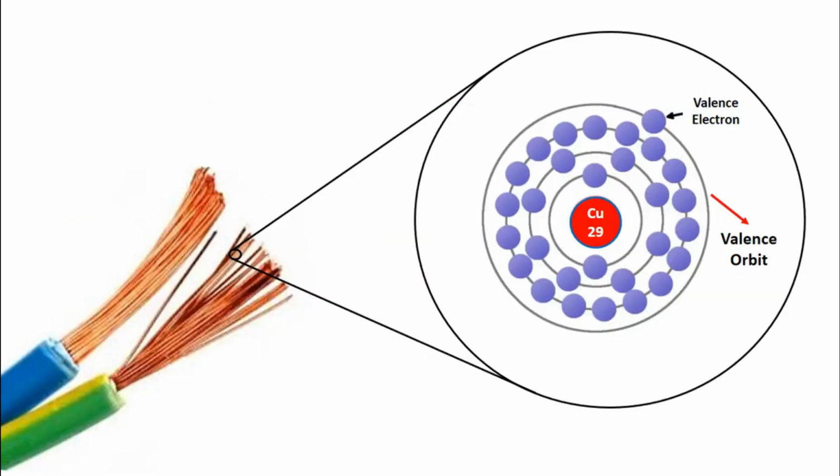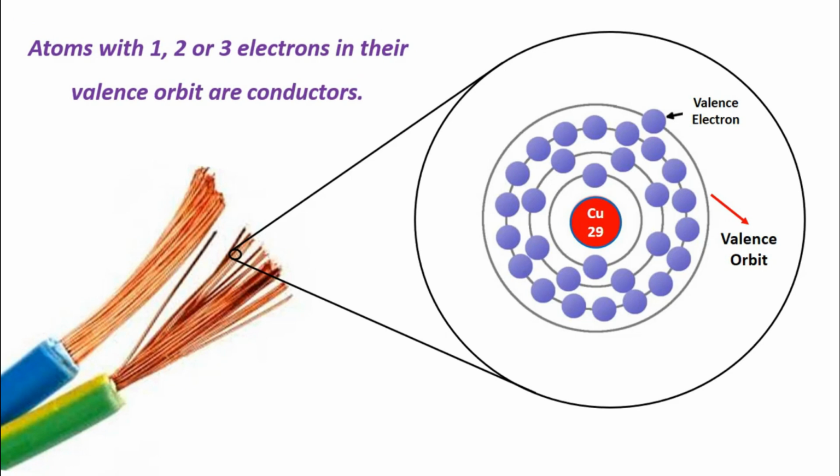Our cables carrying the current in the circuit are conductive cables. What is a conductor then? Atoms with 1, 2 or 3 electrons in their valence orbit are conductive. Here you can see the electron configuration of the copper conductor. It has a total of 29 electrons. There is 1 electron in its valence orbit.